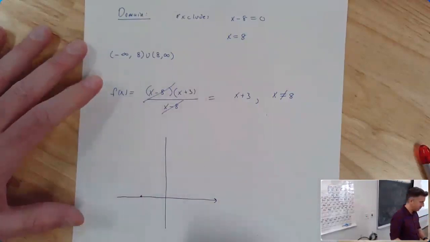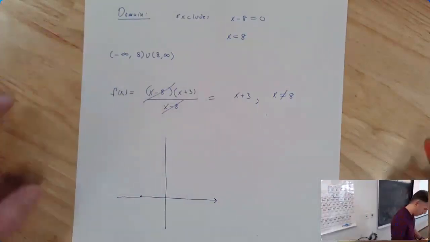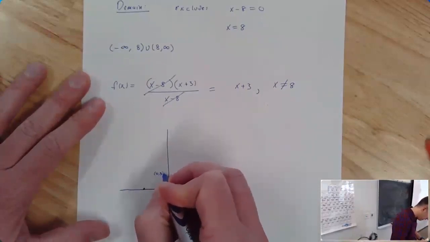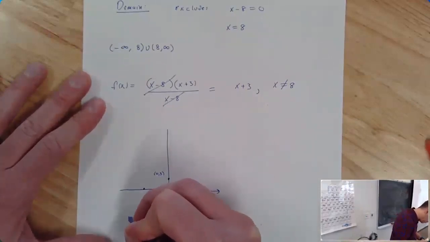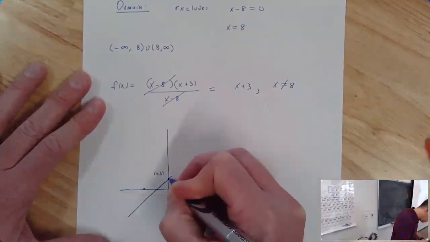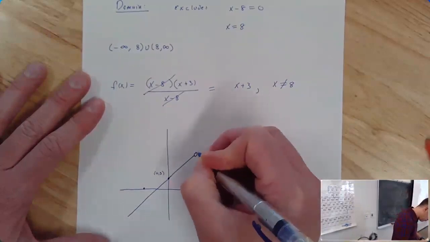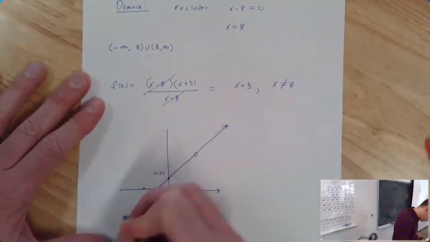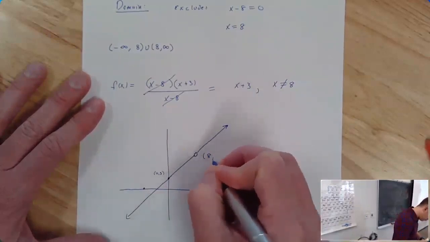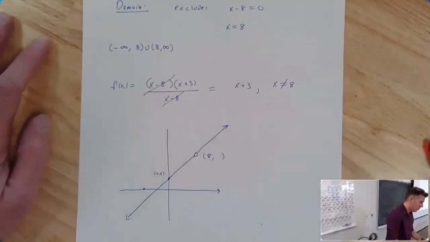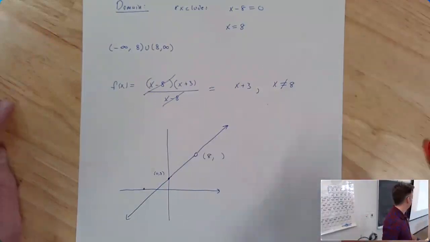It's a straight line going up from left to right. It's got a y-intercept of 3. And it's going to look like this, except when I get to 8, there's going to be a hole. And the question is, what's the y value of that hole?